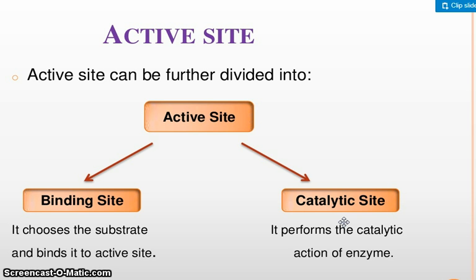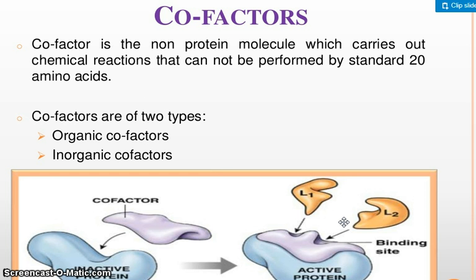Now friends, active site. Active site can be further divided into binding site and catalytic site. The binding site chooses the substrate and binds it to the active site. The catalytic site performs the catalytic action of the enzyme.